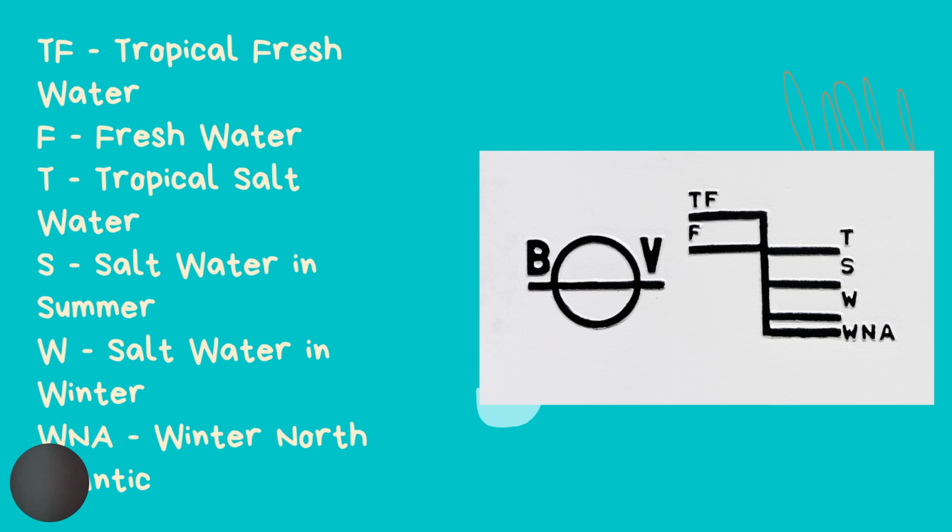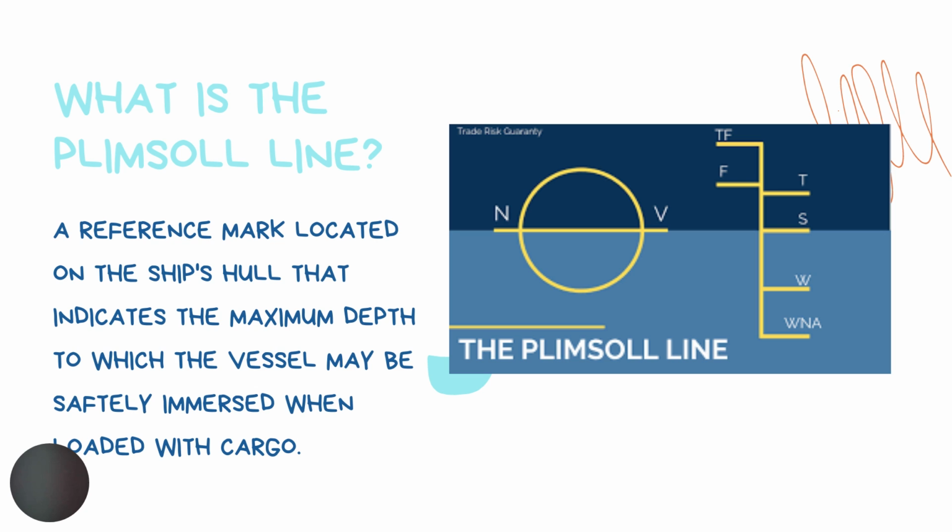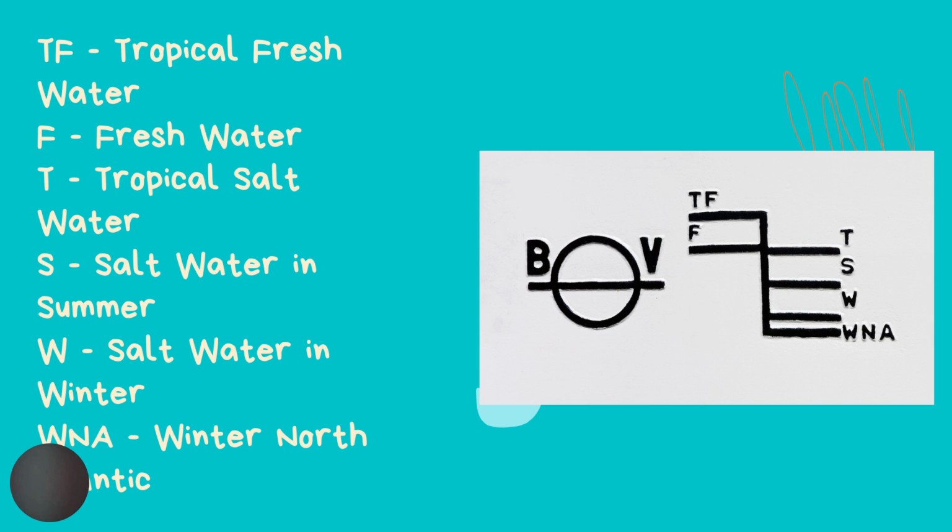So to make sure that the ship doesn't sink, we should really pay attention to the Plimsoll line so that we don't exceed the maximum depth which the Plimsoll line decides, based on the types of oceanic regions that we travel and also the temperature of the oceanic regions that we travel.